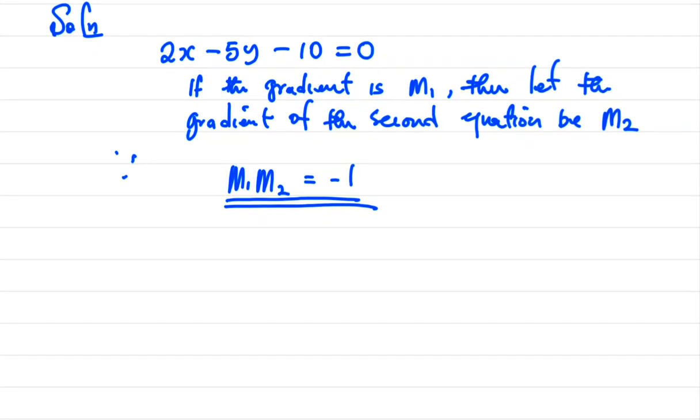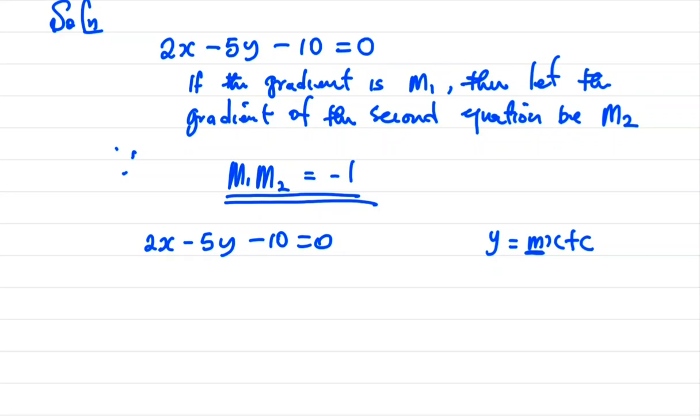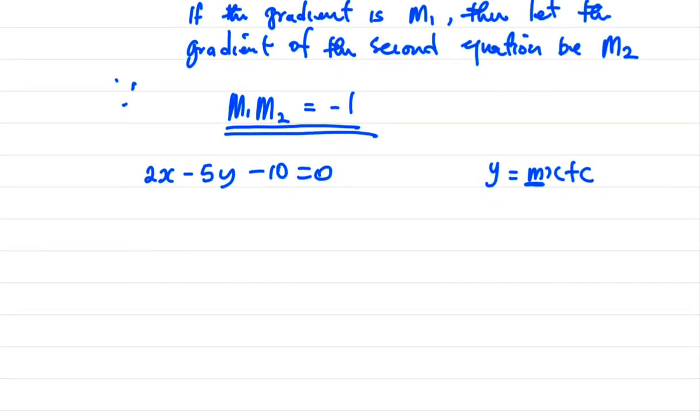Now let's go further. Let's go and get our m1. We can get our m1 from 2x minus 5y minus 10 equals 0. Now, how do we get our m1? First, make this equation look exactly like the general equation of a straight line, which is y equals mx plus c. Very important. You have to do this for you to be able to get your m. This is the m that we're talking about here.